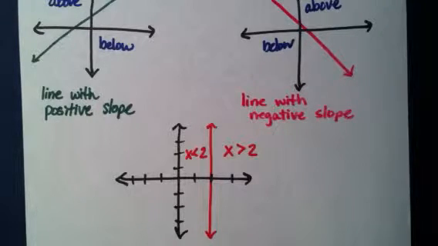If we have x is greater than 2, we would have a dotted line, a vertical line going through 2, shaded on the right-hand side. And if we had x is greater than or equal to 2, we'd have a solid line through x equals 2, and it would be shaded on the right-hand side.